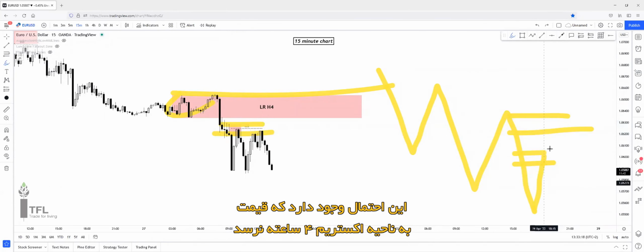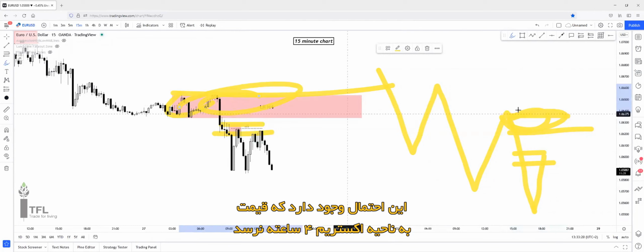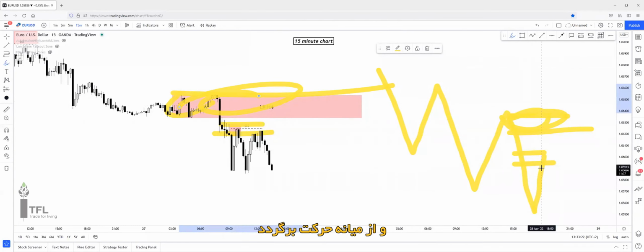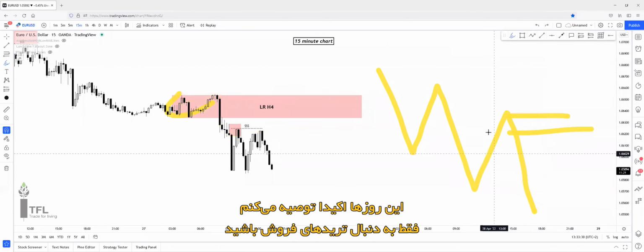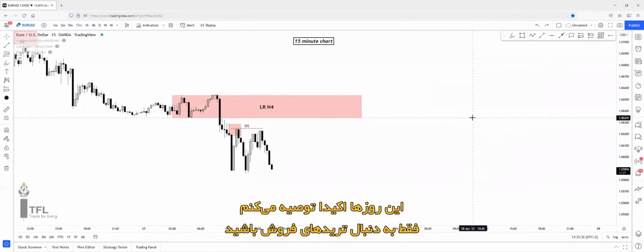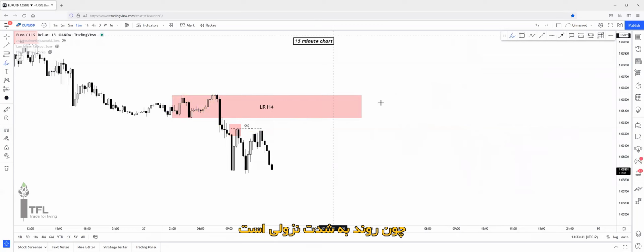So there's a chance that price won't even come up to this extreme zone, won't even come up to the 4-hour extreme zone, and will just reverse in the middle of nowhere. I mean, in the middle of the movement, right? There's a chance, and you're following the main trend. I really recommend you to only open short opportunities in these days, because the trend is extremely bearish.